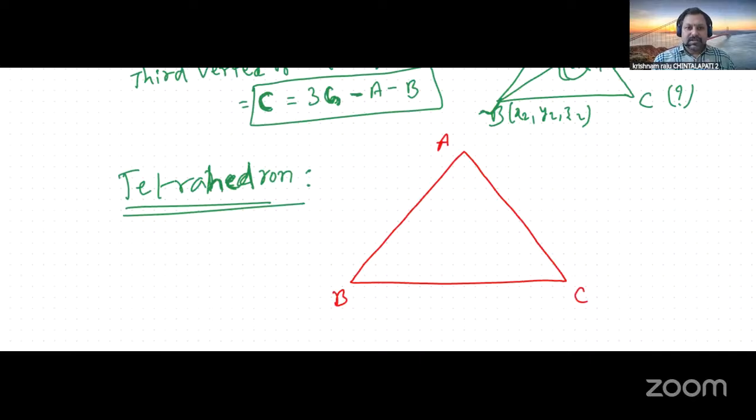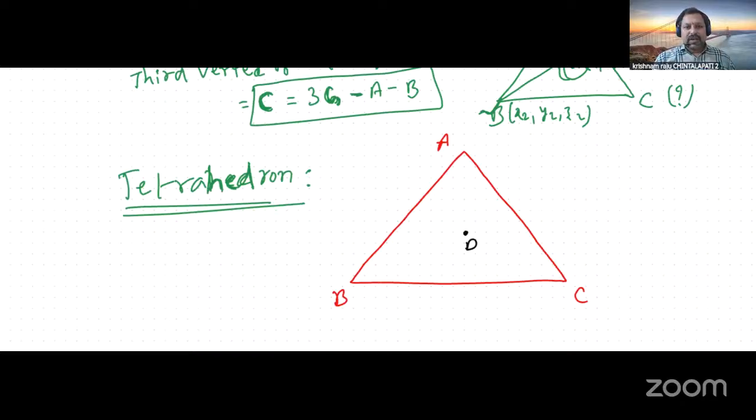Now let us consider one more point, that is D. Now my D is not in the triangle ABC. Let us assume that this is on the space, like here, right? D is on this space. Okay, not in triangle ABC. D is on the space.